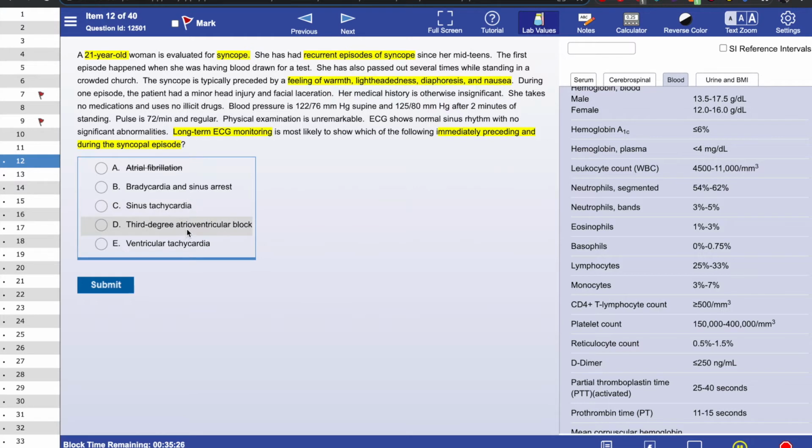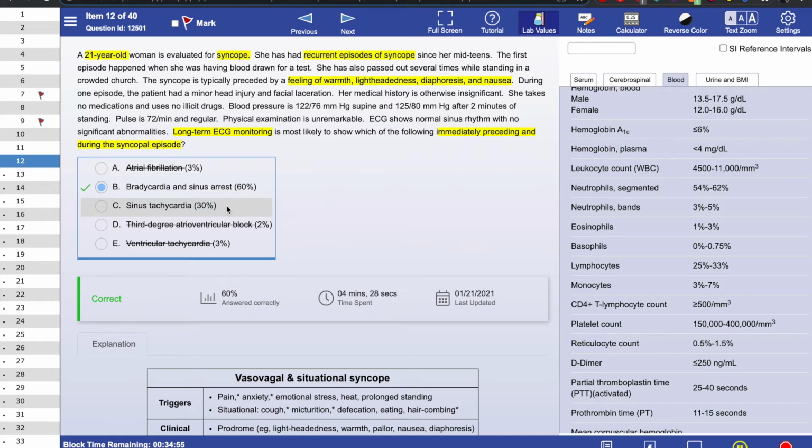Third degree AV block, I don't think that's what it is. Ventricular tachycardia, no. So vasovagal symptoms is too much parasympathetic action, so that will cause the heart rate to decrease. So I'm going to go ahead and pick bradycardia and sinus arrest.